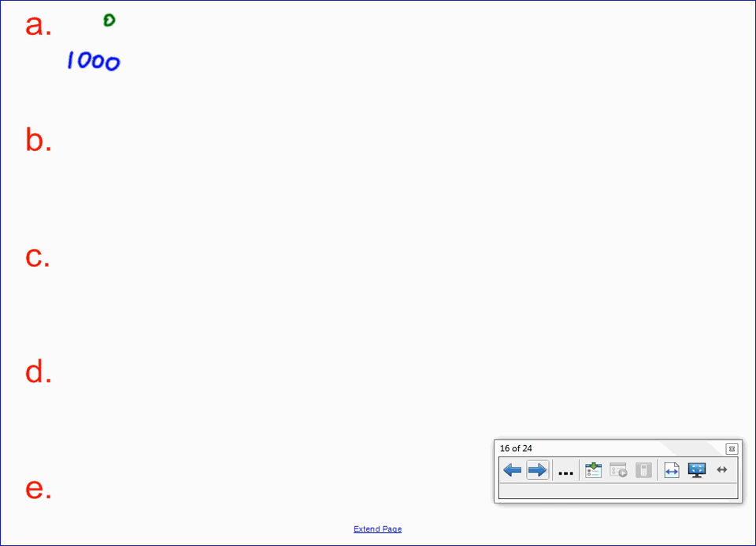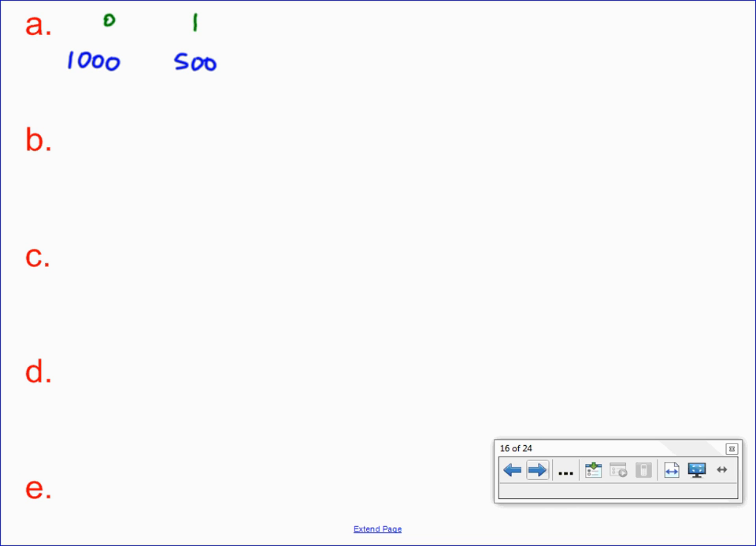Then after 1 half-life period has gone by, that's 29 years, I have half of that initial quantity present. So how many grams will be present after 1 half-life period? You can call out. 500. Got it on the recording. 500.